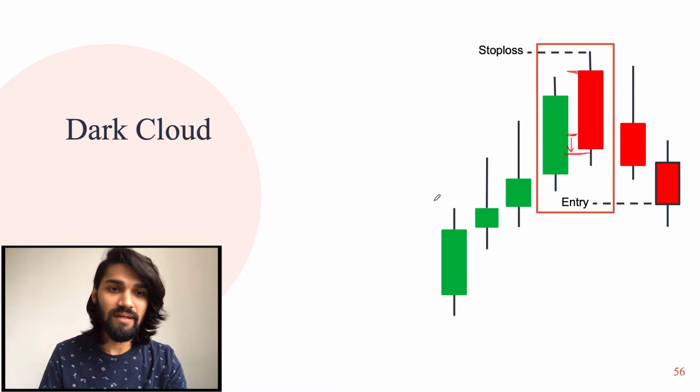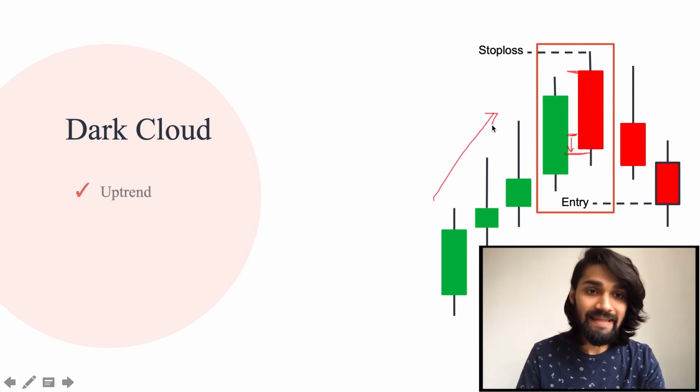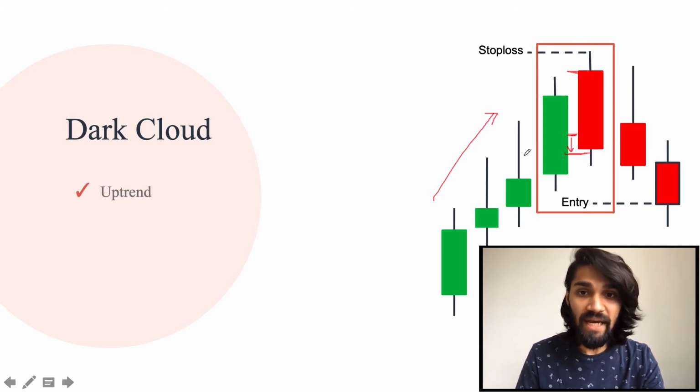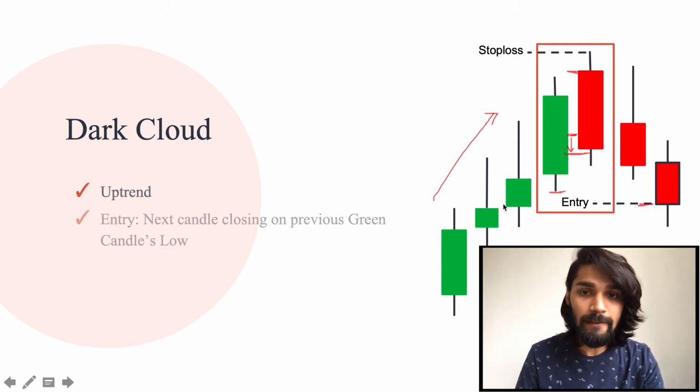There are a few things that you need to take care of before taking a trade when a dark cloud occurs. First, there should be an uptrend going on. Second, the entry should be within the next 2 or 3 candles, when a red candle closes well below the low of the green candle.